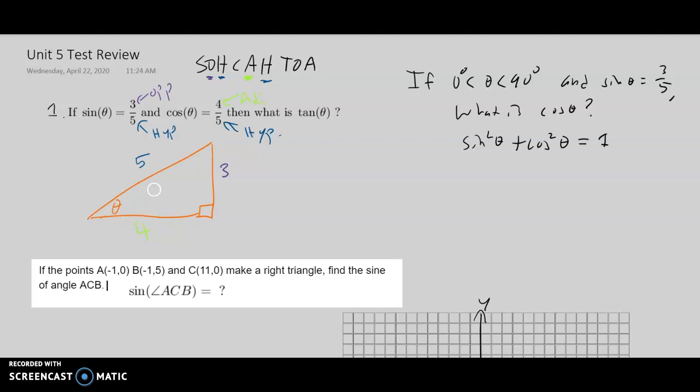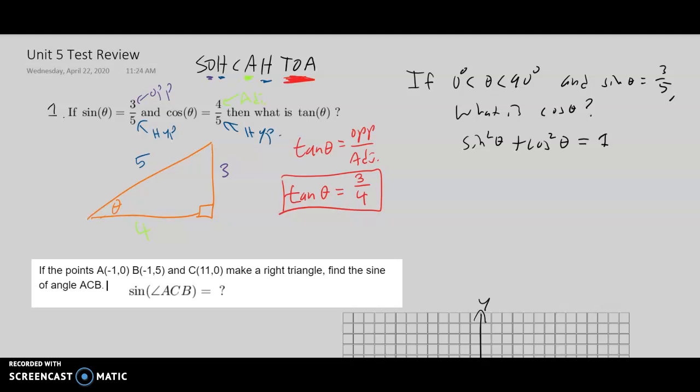So I've labeled all 3 sides of this triangle. Now the last step is to remember the tangent is equal to the opposite over the adjacent side. So tangent of theta equals opposite over adjacent. Now I just fill in the opposite side and the adjacent side from the triangle that I just drew. The opposite side would be 3 and the adjacent side would be 4. So that tells me that the tangent of theta is 3/4. That's true because I know that the cosine and sine are 4/5 and 3/5.